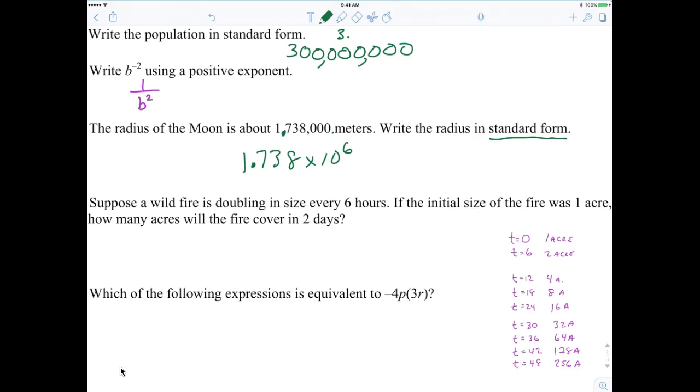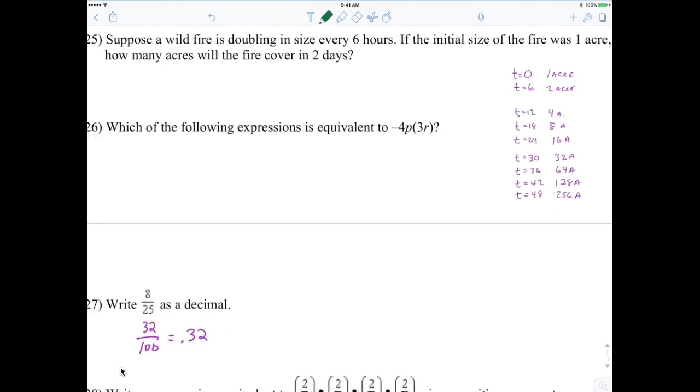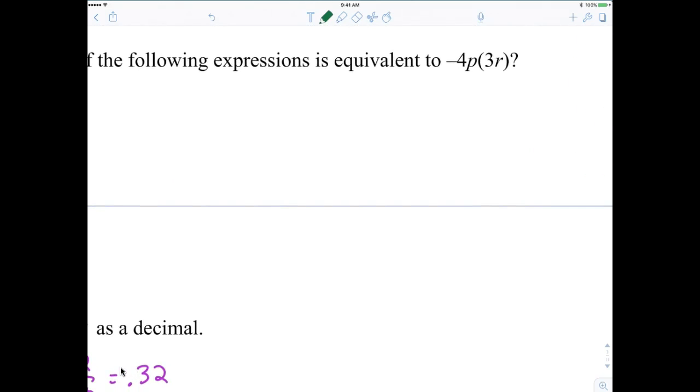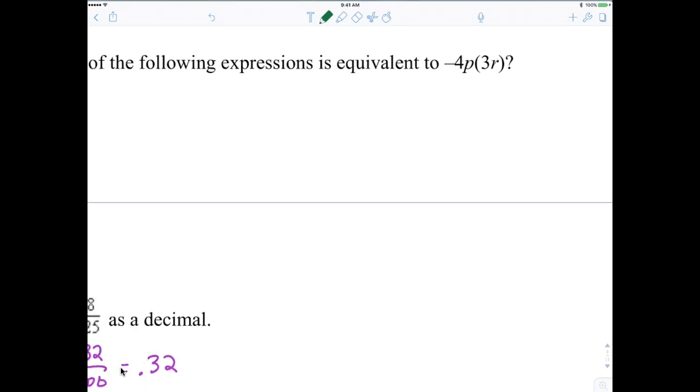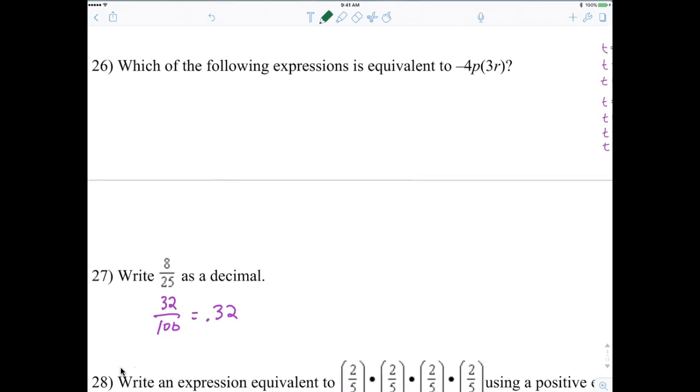All right, now let's take a look at 26. Let's come over here. Miles, what about 26? Which of the following expressions is equivalent to? So you're multiplying the numbers together. What do you get? 4 times -4 times 3 would be -12. That's right. And then just put the variables in. -12 PR. Yes.